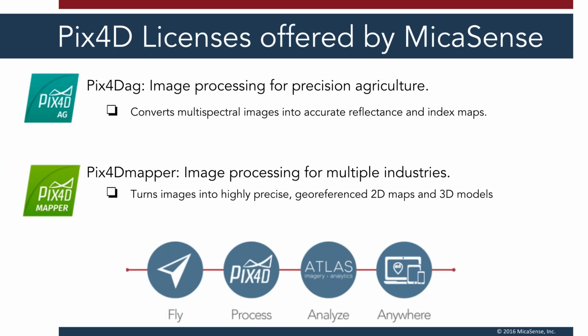So in terms of Pix4D licenses offered by MicaSense, there are really two available, Pix4D Ag and Pix4D Mapper. Pix4D Ag is an image processing solution for those who are strictly involved in precision agriculture. So if you're someone who is solely using the Red Edge or the Sequoia for remote sensing, and all you're looking for are accurate reflectance maps and index maps, then Pix4D Ag is potentially a good solution for you.